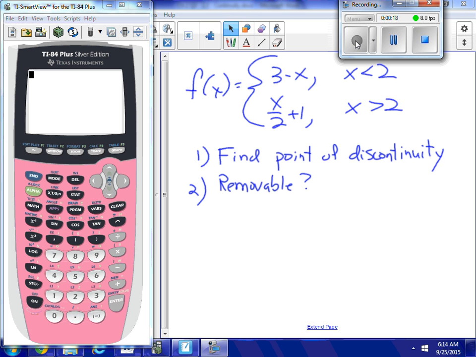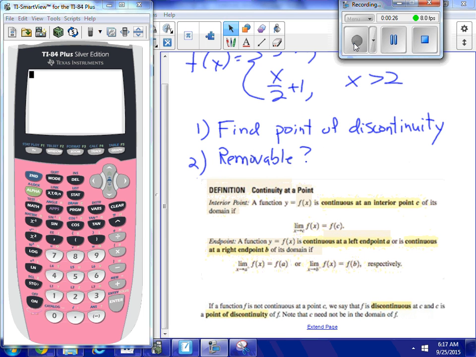What I'm going to do, first I'm going to see, well, do I think there might be a point of discontinuity here? Well, if a function is continuous at a point, it means that the limit as x approaches every point in that function is equal to the function evaluated at that point. We have a limit here as x approaches c. That means it is a two-sided limit. It has to be from both sides.